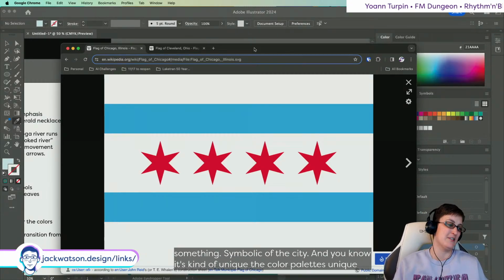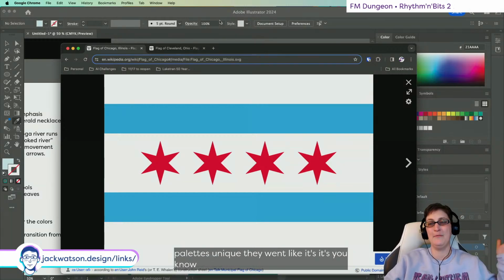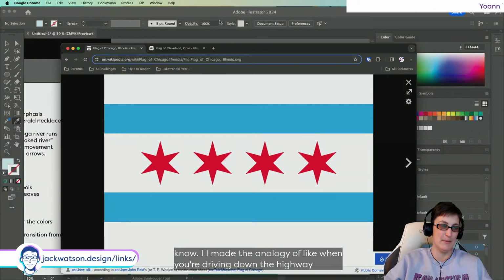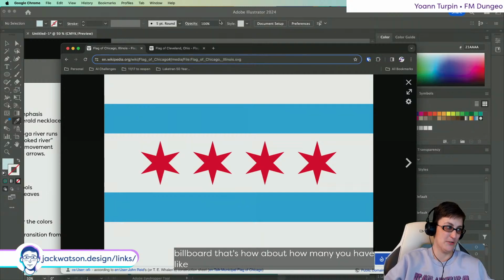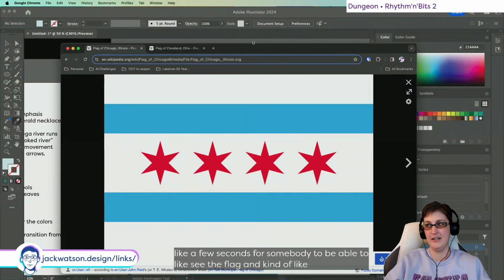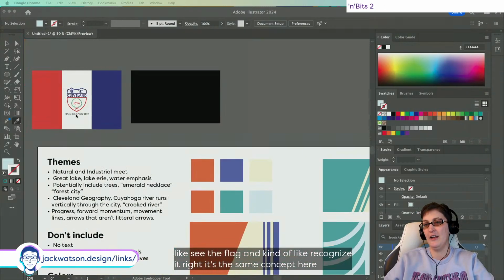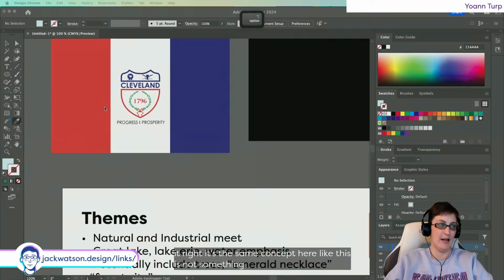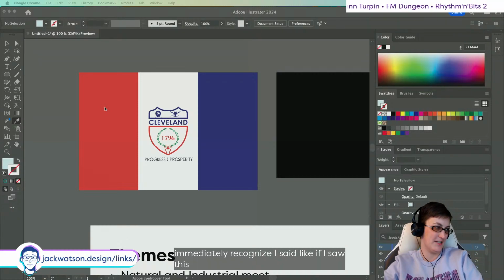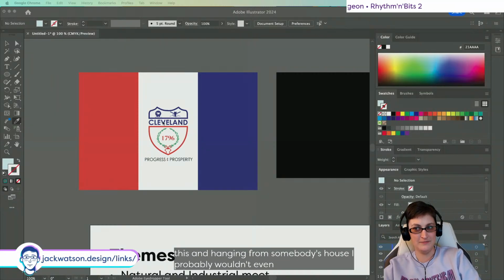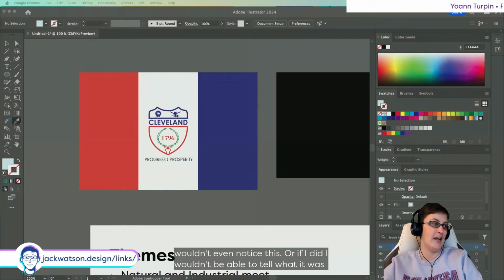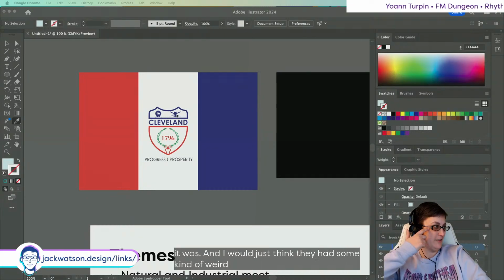I made the analogy of when you're driving down the highway and you see a billboard, that's about how much time you have, a few seconds for somebody to see the flag and recognize it, right? It's the same concept here. This is not something that I'm going to immediately recognize. If I saw this hanging from somebody's house, I probably wouldn't even notice it, or if I did, I wouldn't be able to tell what it was, and I would just think they had some kind of weird French flag hanging from their house.